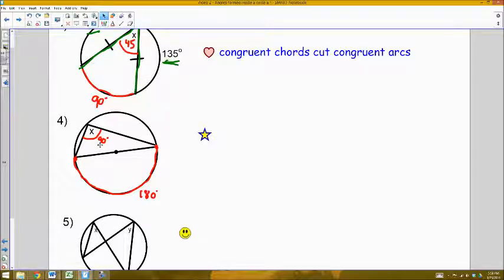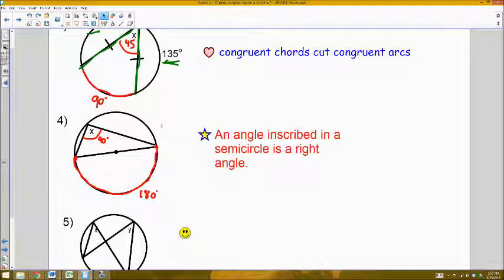Well, that would mean that any angle inscribed in a semicircle would be 90 degrees, or a right angle. And in fact, that is a relationship that will always be true. An inscribed angle in a semicircle will always be a right angle. And I'll write that right into this diagram.